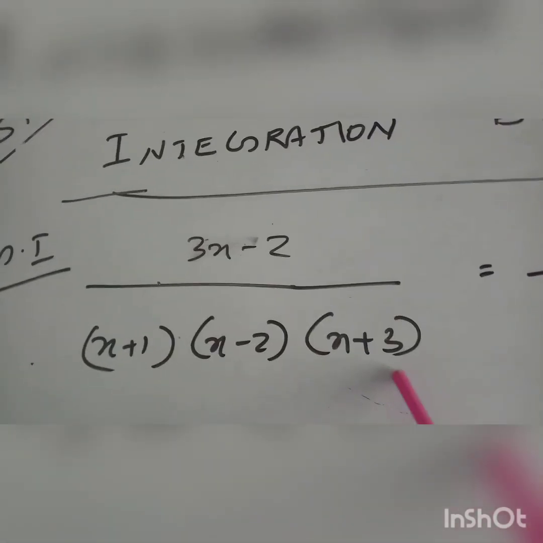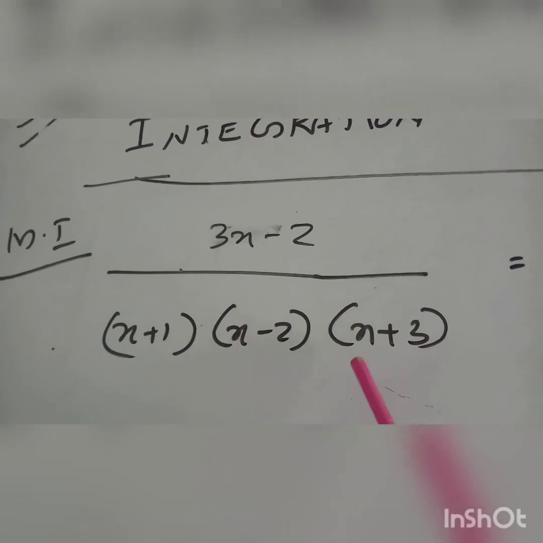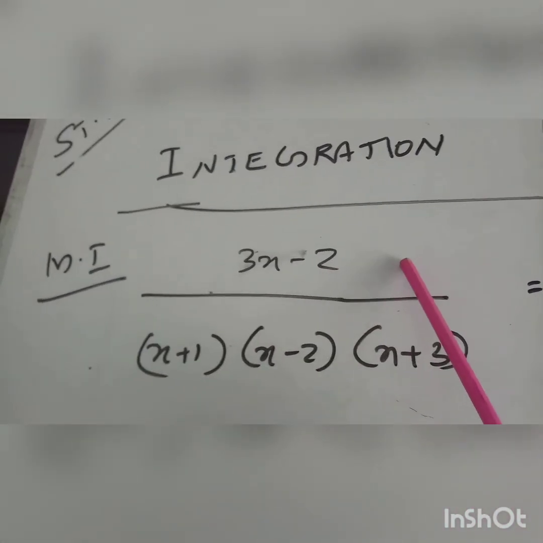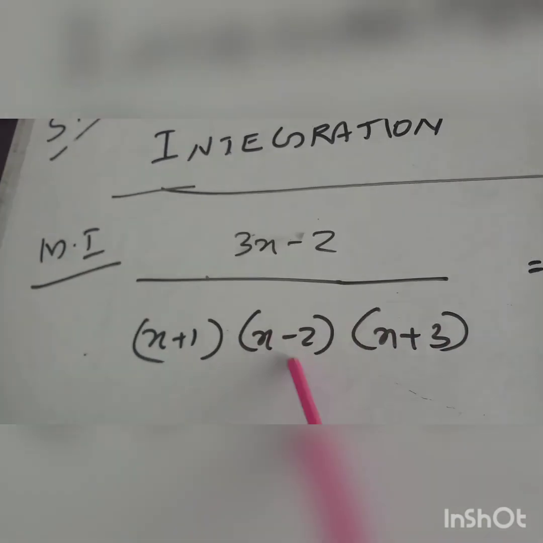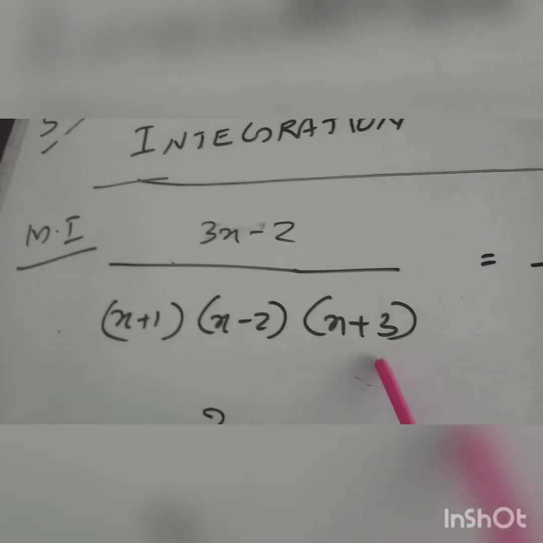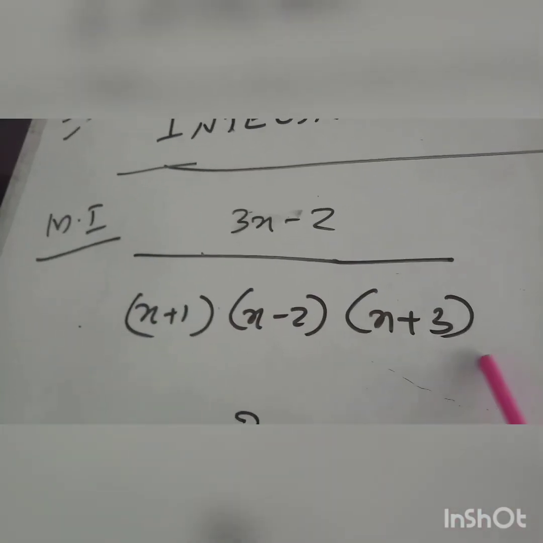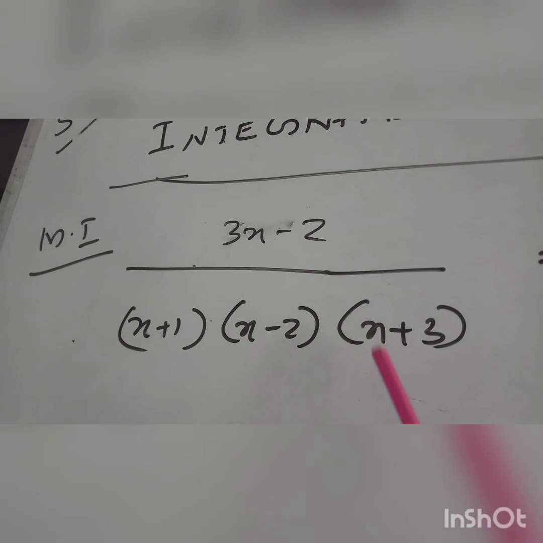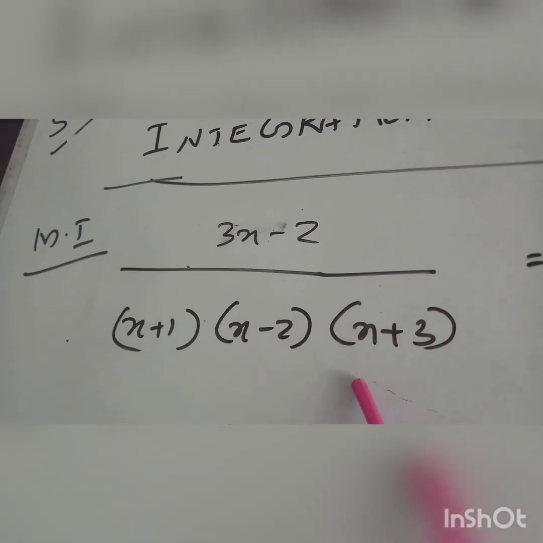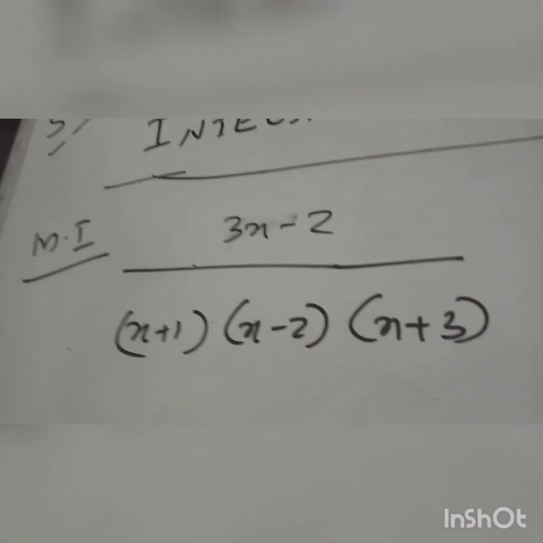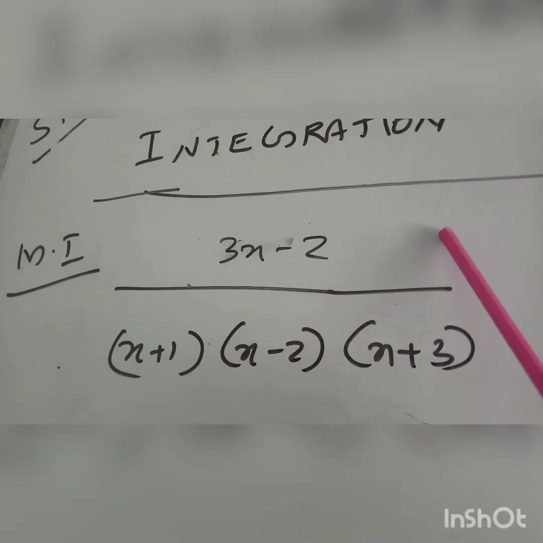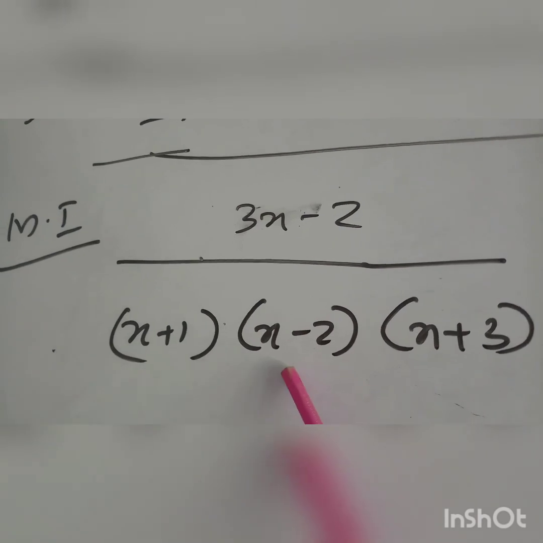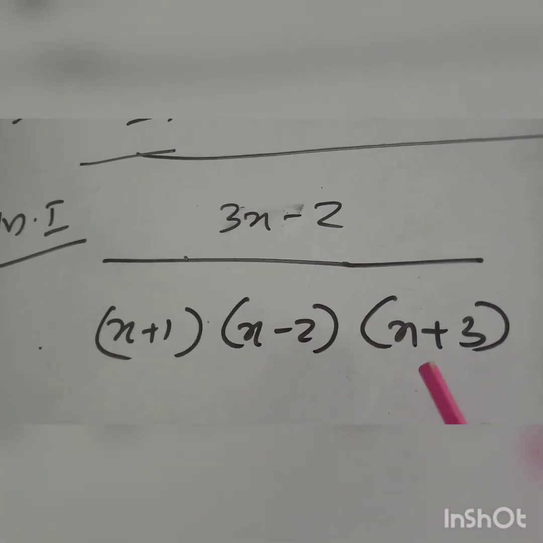How can we split this one into its corresponding factors? That is (3x - 2) / ((x + 1)(x - 2)(x + 3)). Here the power of the denominator is 3, because of x cubed. We cannot apply the linear by quadratic form. Also, this is a proper fraction because the power of the numerator is less than the power of the denominator. So we can split this into its factors.